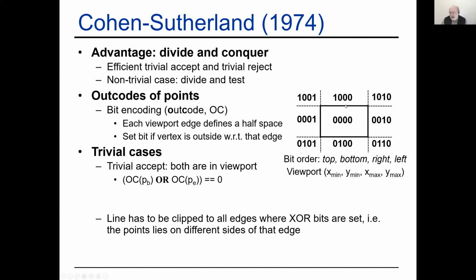And these bit codes are very easy to compute, because they're simply a comparison of the x coordinate of a vertex with the x coordinate of, let's say, the left edge or the right edge. So it's a simple comparison operation. Specifically, if we're operating in integers, it's very trivial to compute those bit codes. So the trivial cases can now be identified very easily.